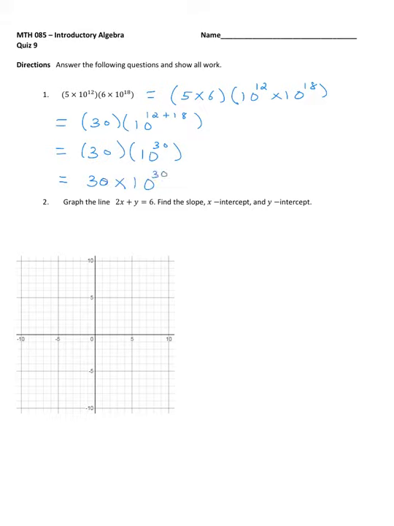But there is an issue here. The problem is this number must be between 1 and 10, strictly less than 10. And currently, it's greater than 10, so we have to make an adjustment.